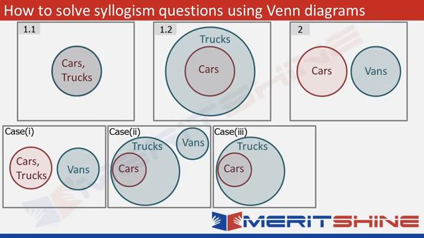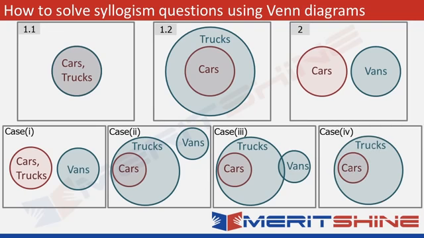Look at case 3. Again, this is the figure given in 1.2 and let's put vans now. Again, this is also possible. In this case, as you can see, there is an intersection between trucks and vans. Means some trucks are vans, but it still does not violate any condition given in the statements.